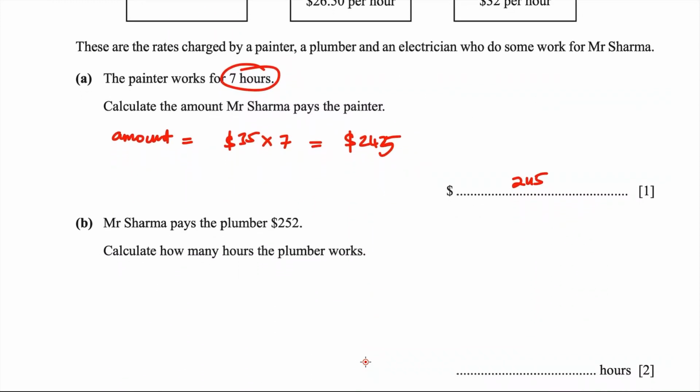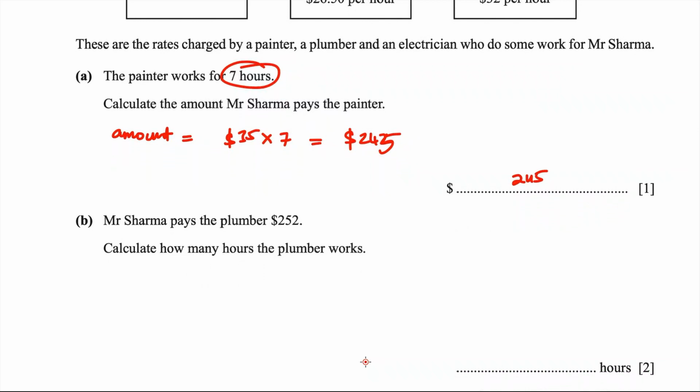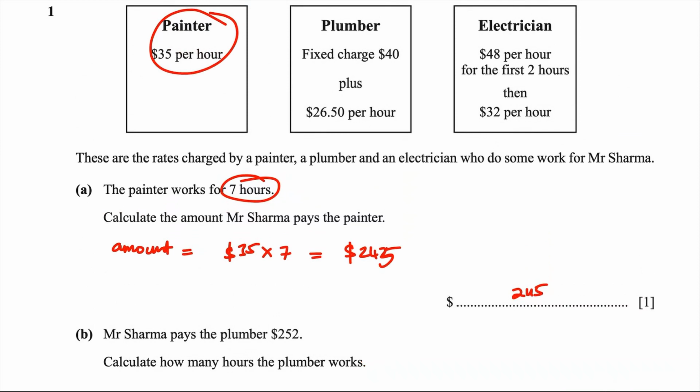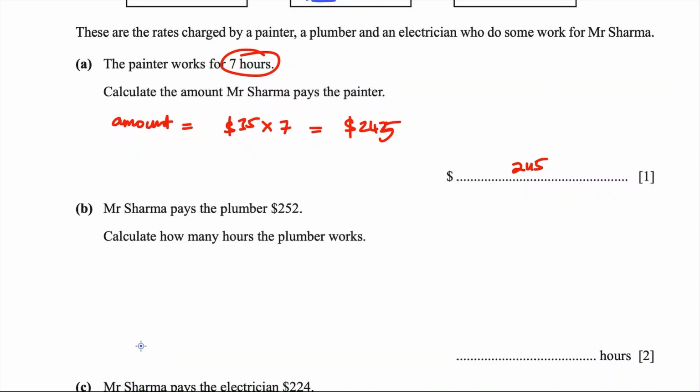Now B bit. Mr. Sharma pays the plumber $252. Calculate how many hours the plumber works. Look at how the plumber takes the money: he takes a fixed charge of 40, like he comes to your home and takes a charge of 40, and then for every hour he has worked, he will take 26.5. So let us assume he has worked X hours. He takes the fixed amount of 40 plus 26.5x, and this is equal to 252.